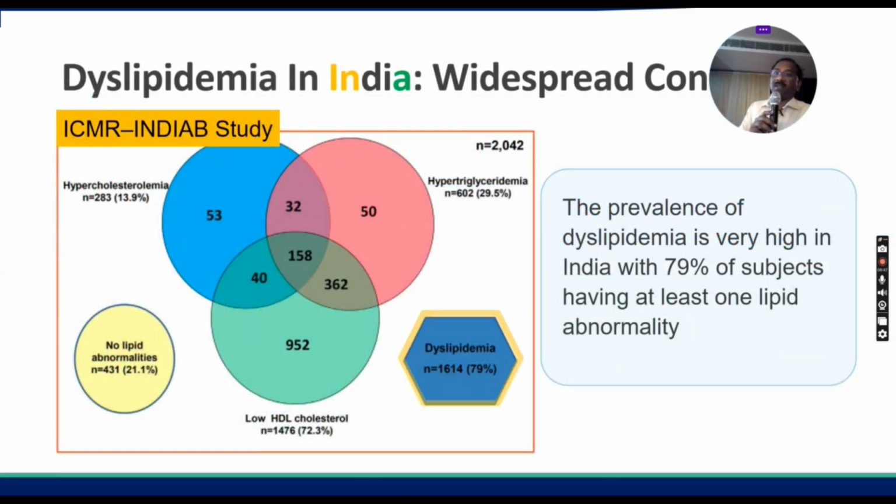This is the recent study, the ICMR India study, that gives the dyslipidemia in the Indian picture. If you see here, about 79% of the subjects have at least one lipid abnormality. That shows that nearly 80% of our people are having one form of dyslipidemia abnormality. Some people will have hypercholesterolemia, some people will have hypertriglyceridemia, and some people will have low HDL-C cholesterol. Unfortunately, 90 to 95% of the Indians are having low HDL cholesterol, which is an important factor for our dyslipidemias.